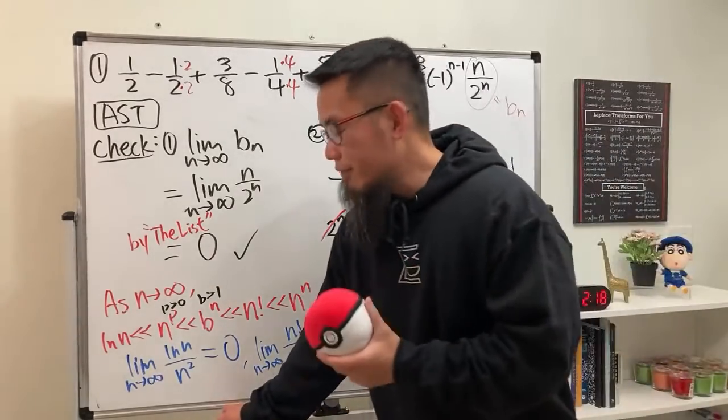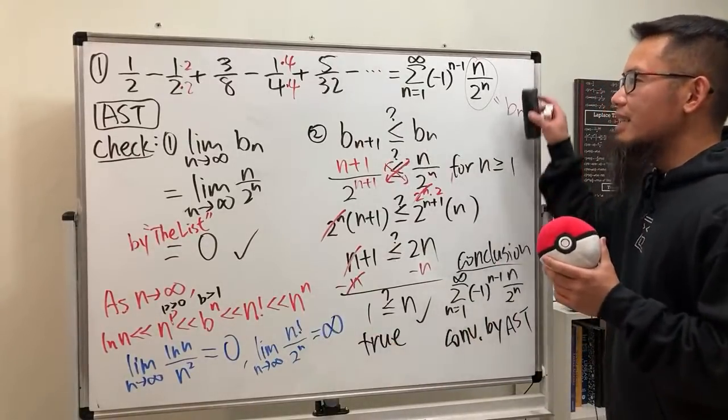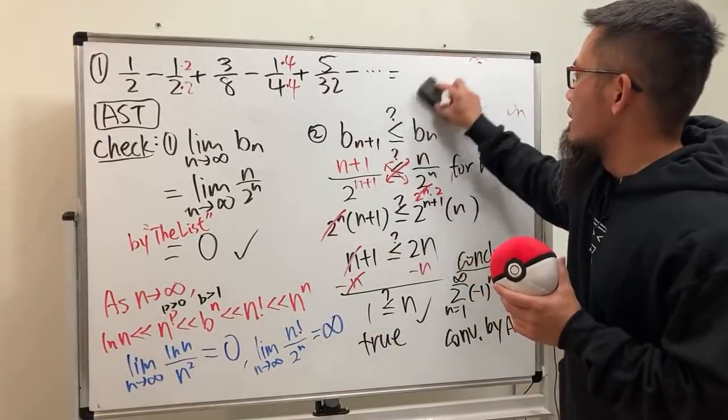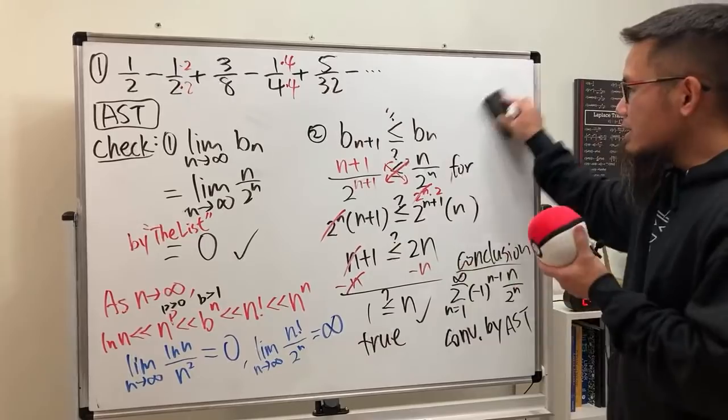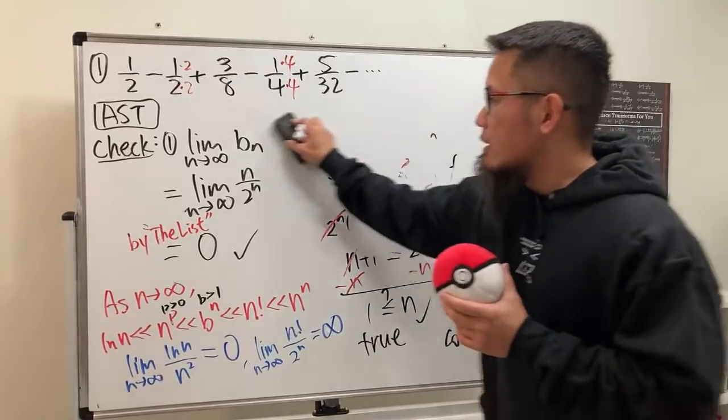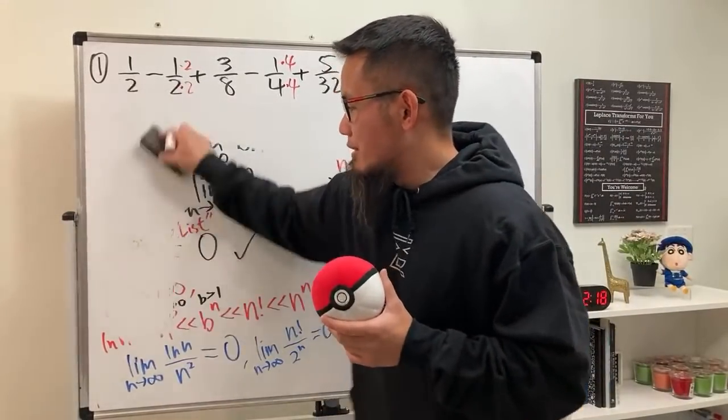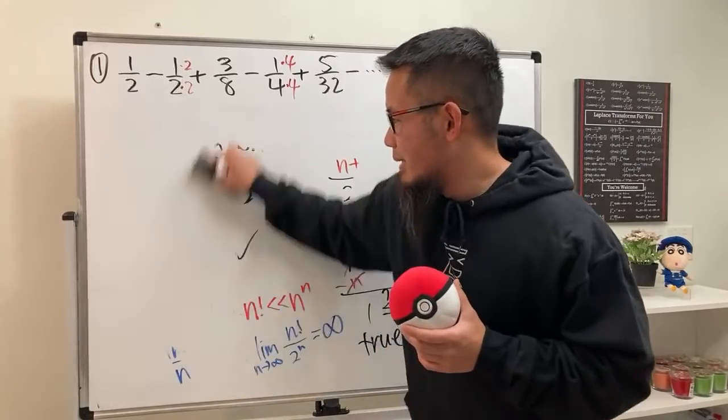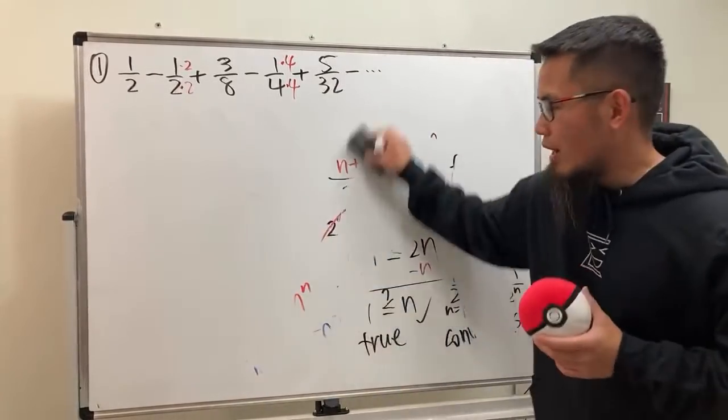So if you have my secret weapons, you will see that a lot of these questions are actually going to be easier. So that's question number 1. And again, I just purposely used the alternating series test, just for practice for that.